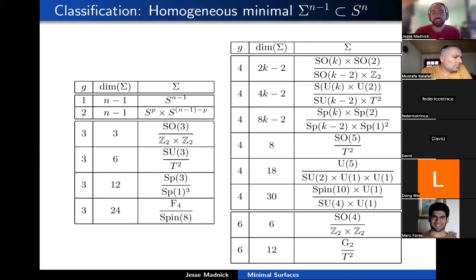Finally, for G equals 6, like I said, there's only 2. These are the 2 homogeneous ones. These are also the 2 that are known even inhomogeneously. Both of these for G equals 6 are connected to the Lie group G2, which is kind of interesting. The 6-dimensional one in the 7 sphere shows up in a natural way in G2 geometry. SO4 mod Z2 cross Z2 shows up in G2 geometry, as does, of course, G2 mod T2. So this is the classification for the homogeneous ones, and we'll return to this.